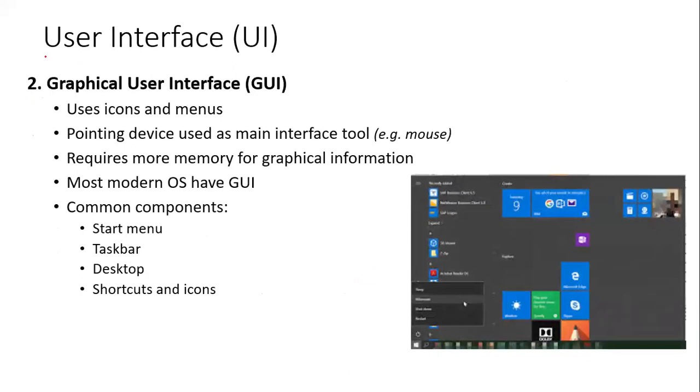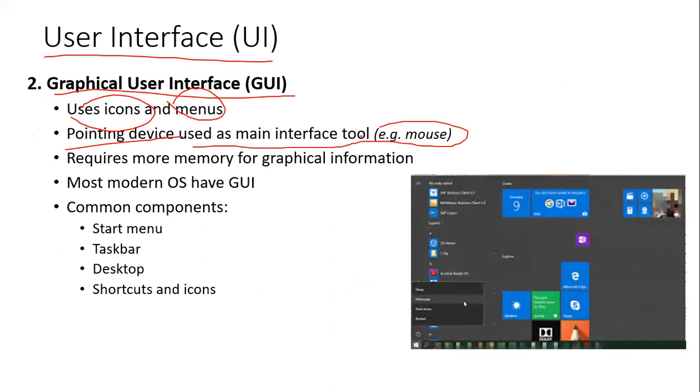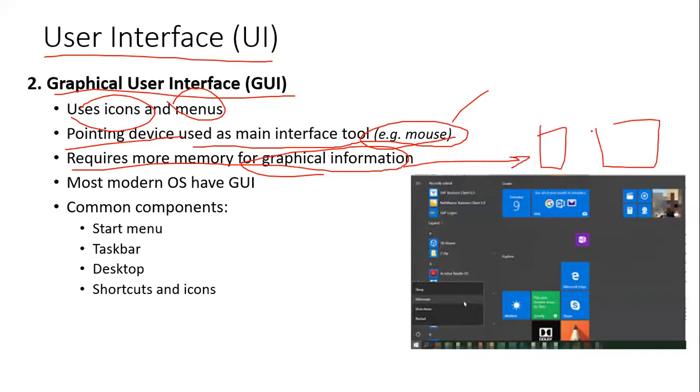The second type of user interface is the graphical user interface. It's nothing more than what you are usually using: icons and menus. A pointing device is used as the main interface tool, like a mouse or touchpad. It requires more memory for graphical information. If there is too much graphics, it requires additional memory. A command line minimizes the graphic requirement because it's just a black screen.